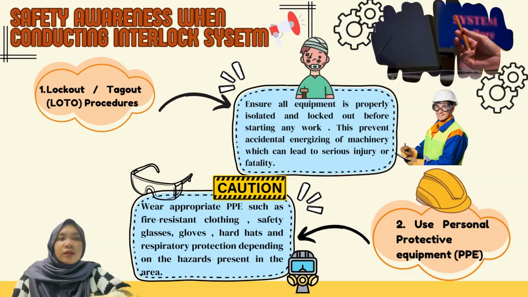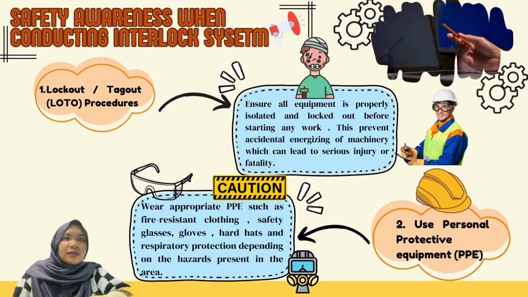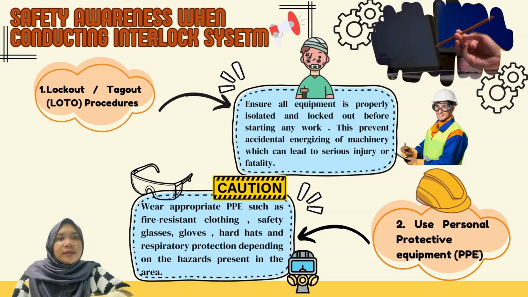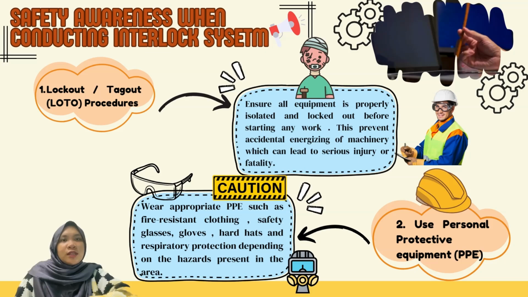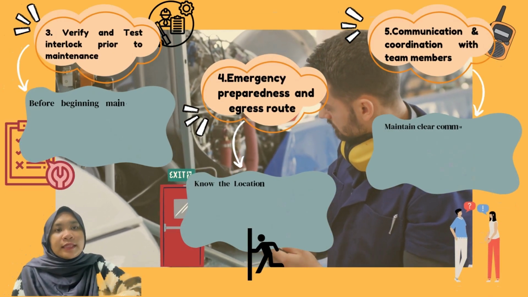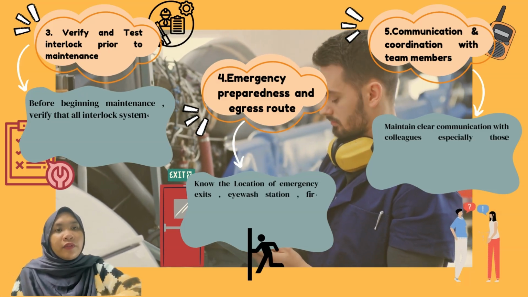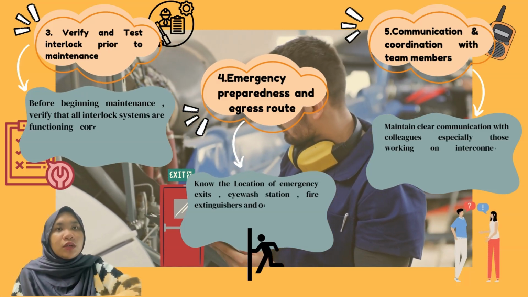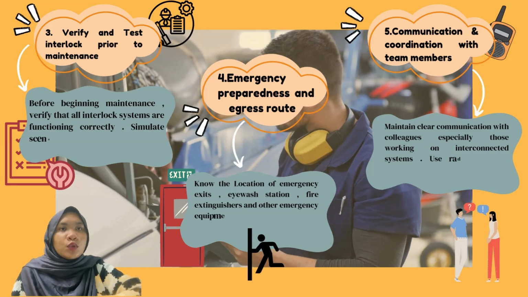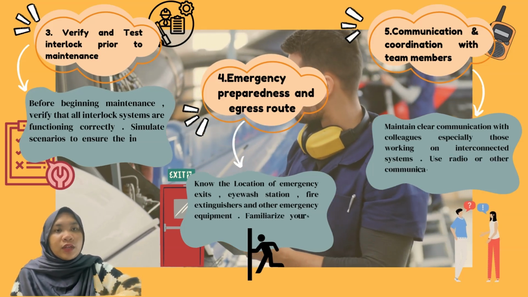Second, use personal protective equipment. Wear appropriate PPE such as fire-resistant clothing, safety glasses, gloves, hard hats, and respiratory protection depending on the hazard present in the area. Next, verify and test interlock prior to maintenance. Before beginning maintenance, verify that all interlock systems are functioning correctly. Simulate scenarios to ensure the interlock prevents unsafe conditions.